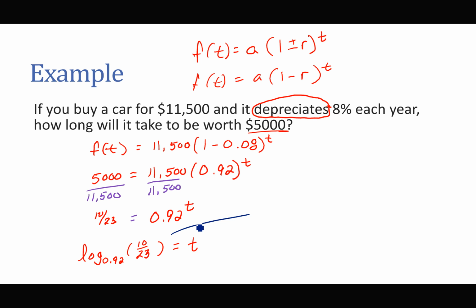So all this stuff over here, change of base tells me log, let's do log base 10 of 10 over 23 divided by log base 10 of 0.92 will equal t. Everybody put this in your calculator because there's fractions on top of a fraction. Make sure you can do this correctly to be able to figure out what t is.